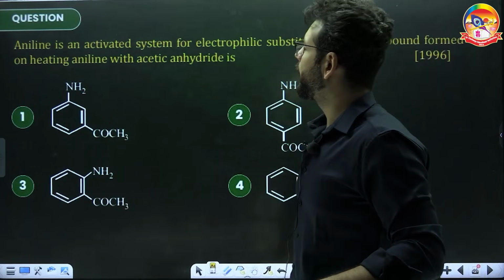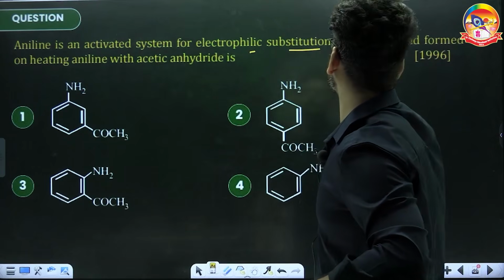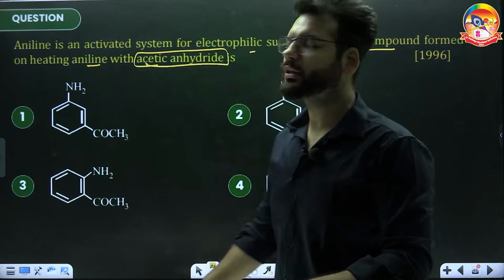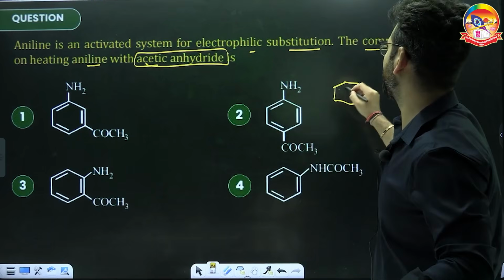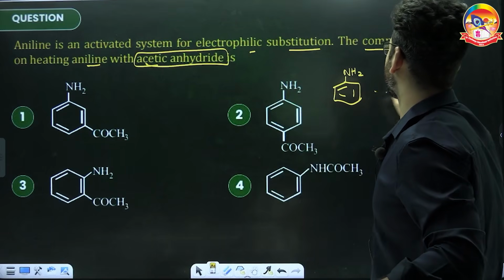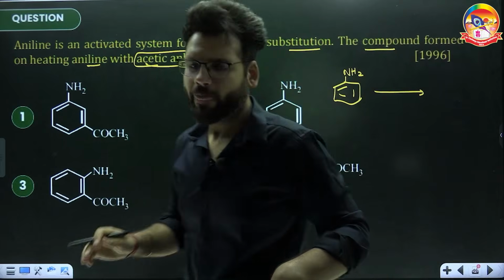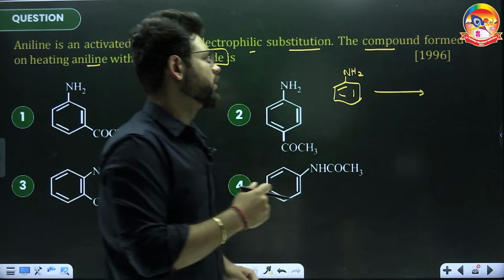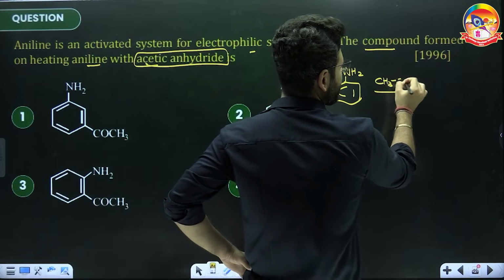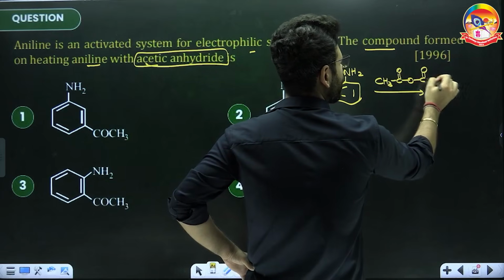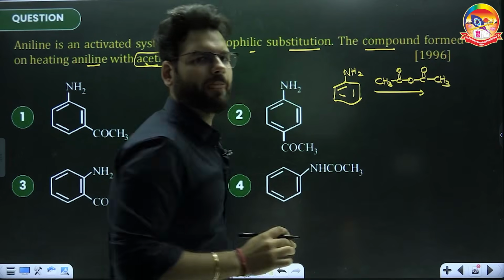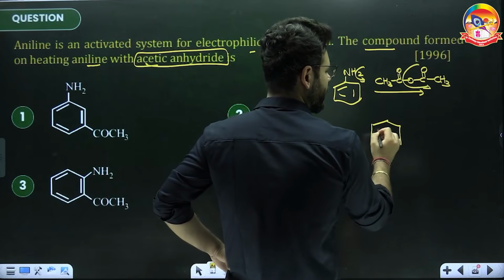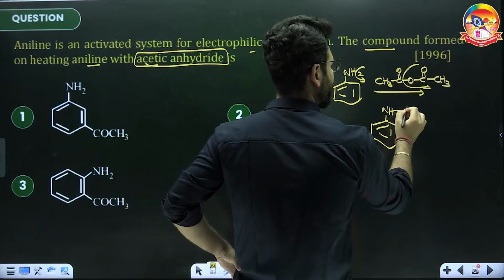Next one. Aniline is an activated system for electrophilic substitution. The compound formed on heating aniline with acetic anhydride. This is called acetylation of aniline. So whenever we take aniline, we don't do its direct bromination, we do not do its direct nitration. Otherwise, products are not as per our requirement. Monosubstitution products are not there. So first what we do is, we react with acetic anhydride and do its acetylation, which is just like an esterification reaction. H will go from here, CH3CO will come from here. We get this compound called acetanilide.